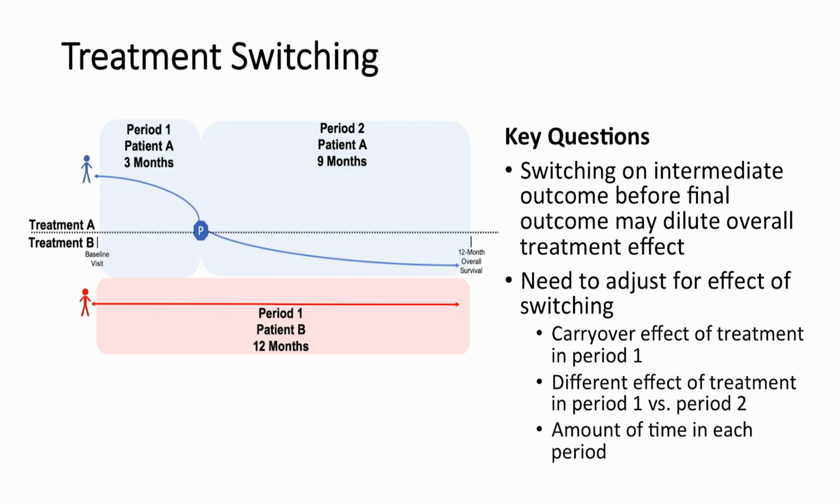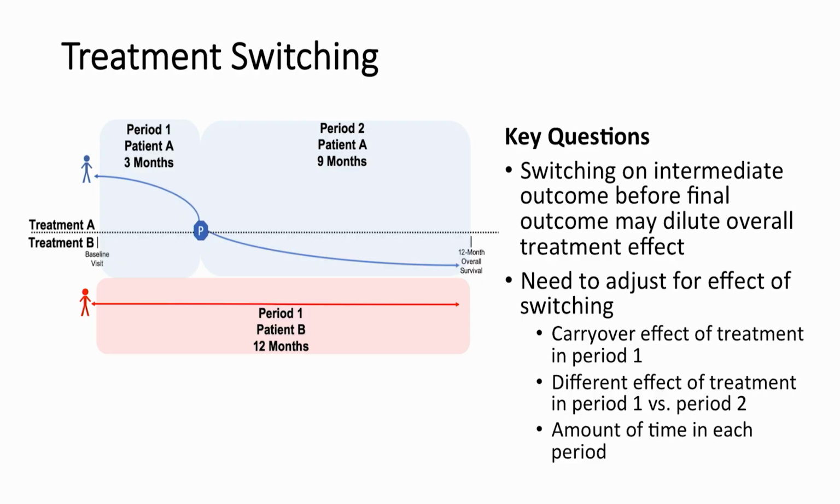So all of the same considerations from randomized controlled crossover studies still hold with treatment switching, but we also want to account for when we switched and what treatments we switched to in the primary analysis. Because switching on this intermediate outcome before we observe the final outcome may actually dilute the overall treatment effect that we are able to observe. Imagine if everyone on placebo switches over to the active treatment after a month, then those two groups are probably going to end up looking pretty similar.